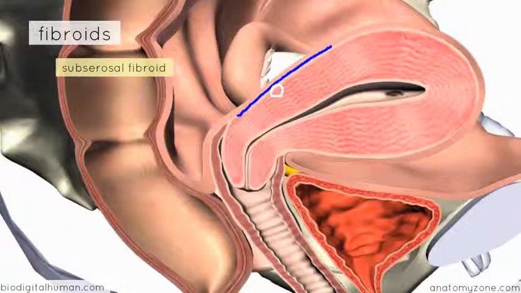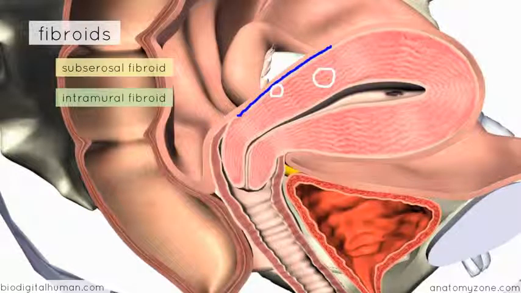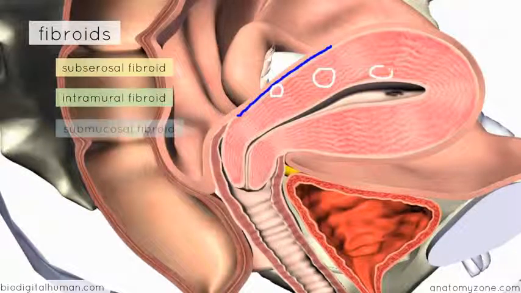Fibroids located directly within the wall of the myometrium are called intramural. So the word mural just refers to the Latin murus, which means wall. And the final type of fibroid is one which lies just underneath the endometrium, underneath the mucosa. So this is called a submucosal fibroid.